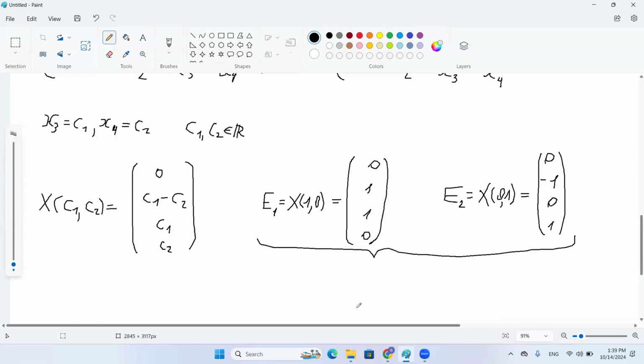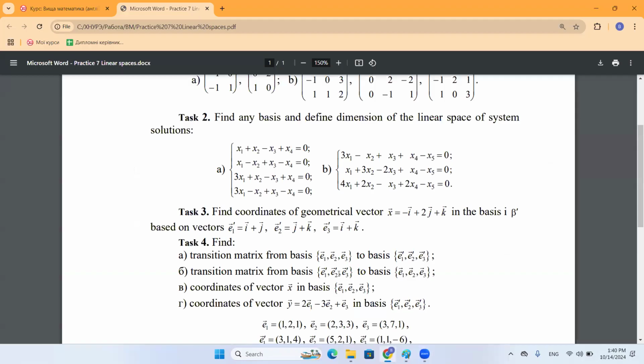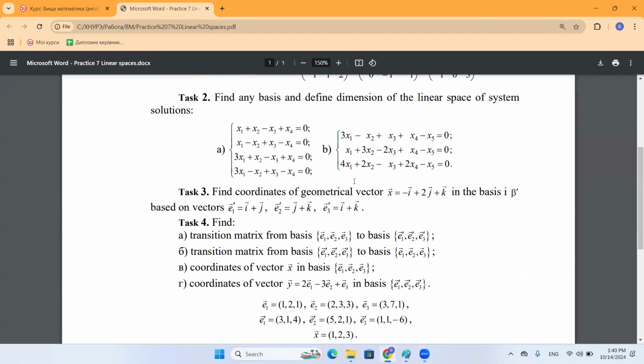Any questions about this exercise? Raise your hand if you have any questions. It means that no questions. Okay, let's move next.